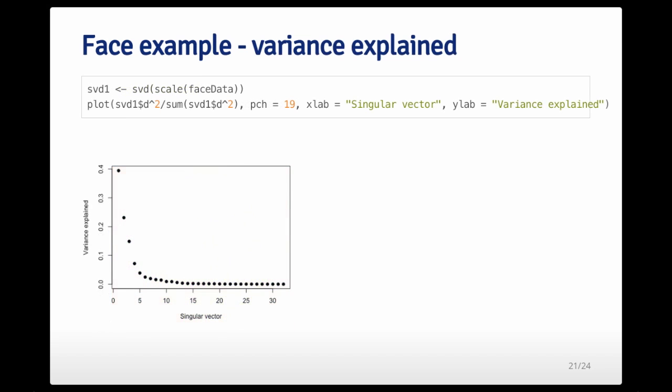What we're going to do is run the SVD on this face data and look at the variance explained. You can see that the first singular vector explains about 40% of the variation, the second is about 20-some%, and the third is maybe 15%. If you look at the first 5 to 10 singular vectors, they capture pretty much all of the variation in the data set. So we can look at the image that's generated by the first singular vector, or the first 5, or the first 10.